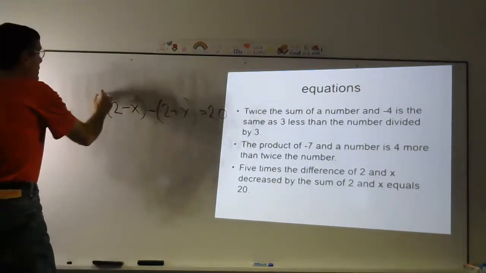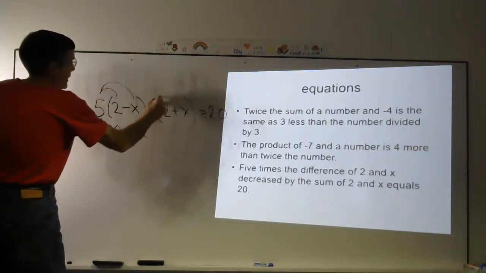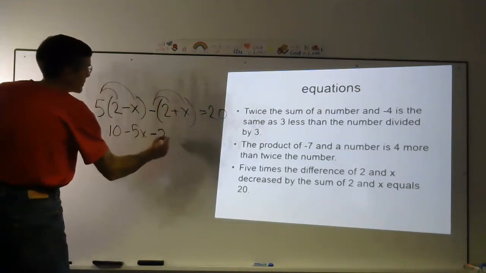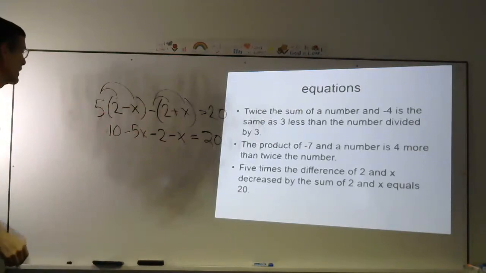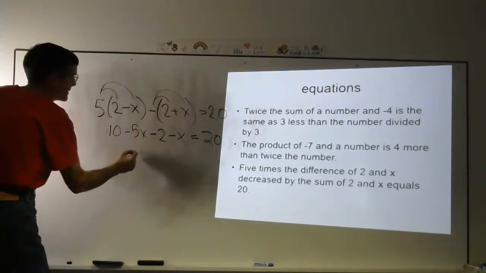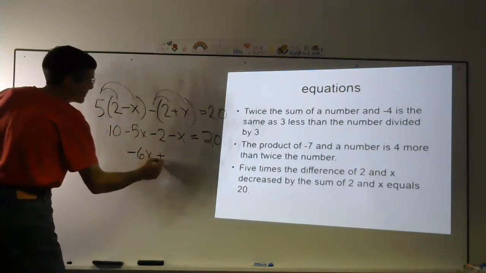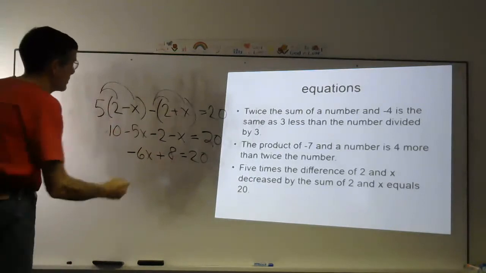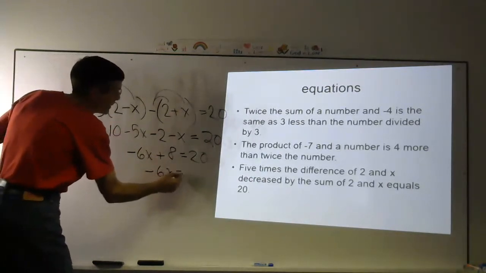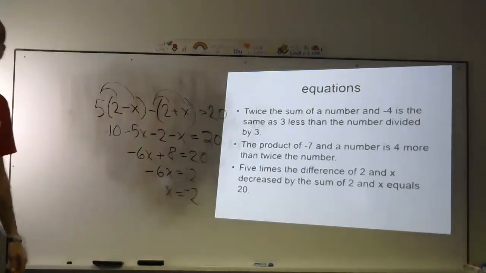Looks good. Take the 5 into both parts. Take the negative into both parts. Equals 20. Collect terms. Negative 5x and negative x is negative 6x. 10 minus 2 is 8. Equals 20. Subtract 8 from both sides, and divide by negative 6. I get negative 2. Okay? Easy stuff.